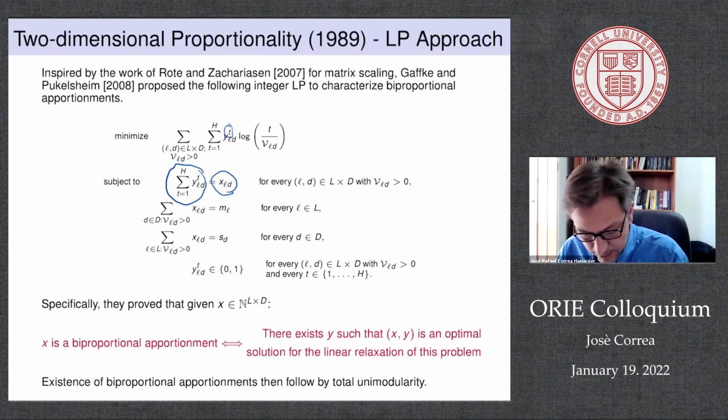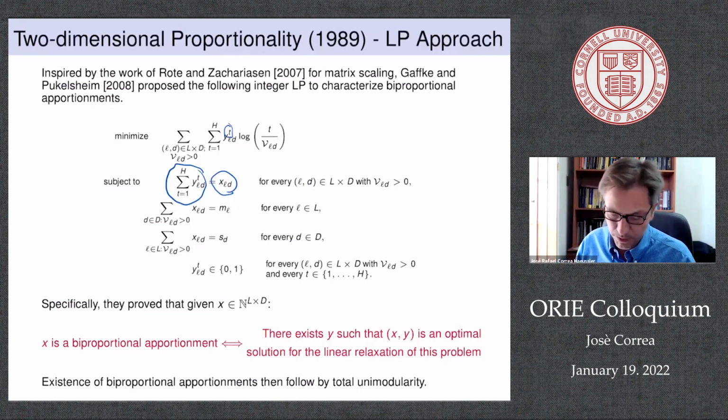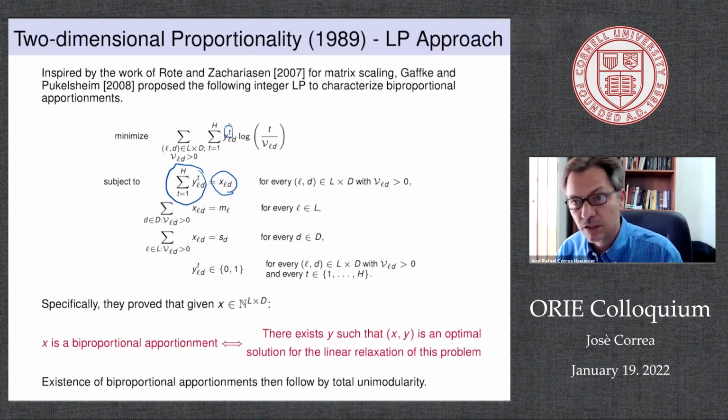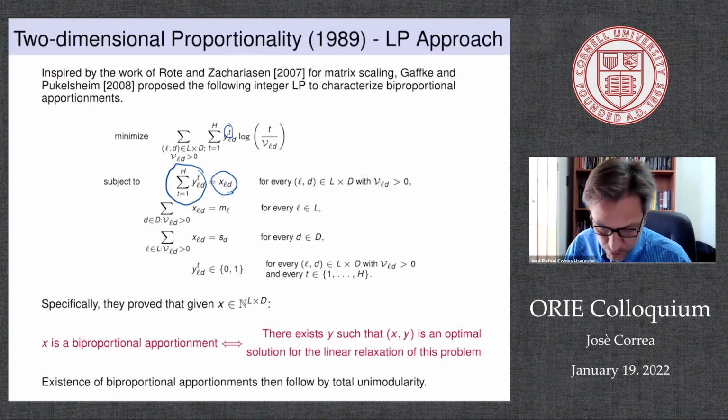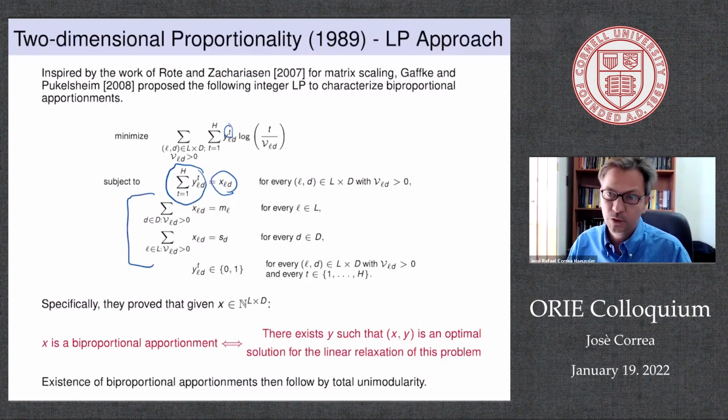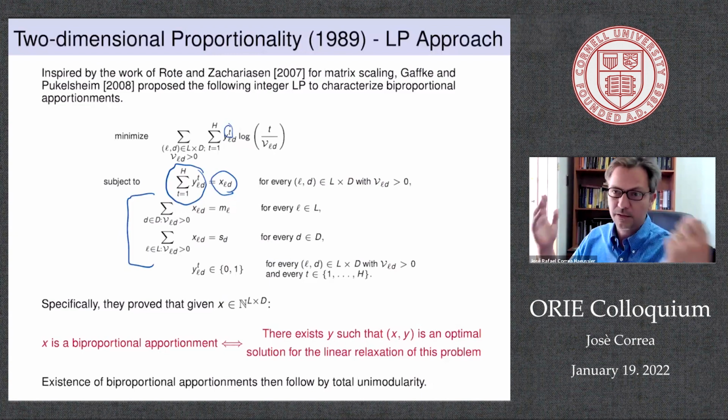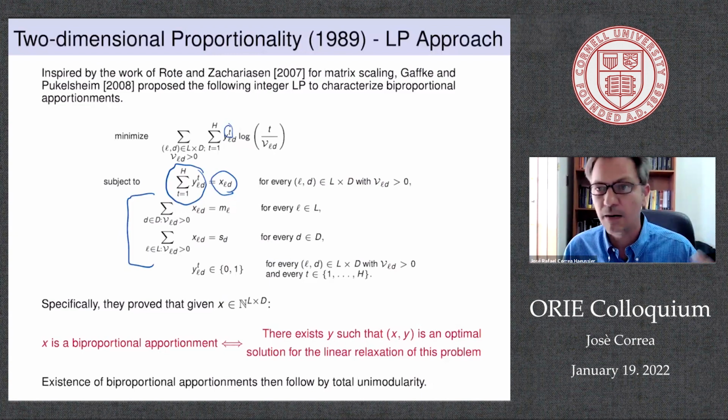And the cool thing is that now you can prove that X is a biproportional apportionment if and only if there exists a Y such that (X, Y) is optimal for the linear relaxation of this problem. And the fact that the linear relaxation works here is because you have matching constraints, basically. You have only row and column constraints. So it's totally unimodular and things are nice. So you always have an integral solution here, and this is your biproportional apportionment.